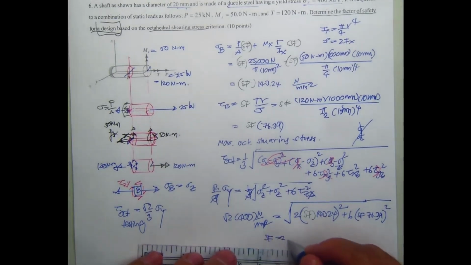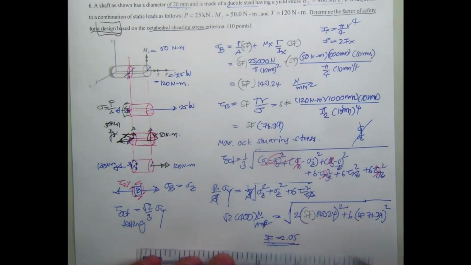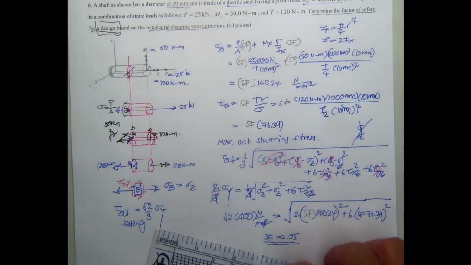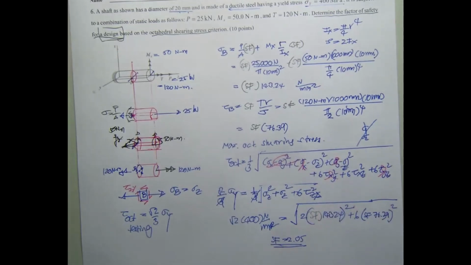SF is going to be 2.05. What did you get, Angela? 2.05. Oh, fine, okay, perfect. If you can do so, that's from our textbook. So that's all for the midterm examination. You should give your score and submit your work back to me.